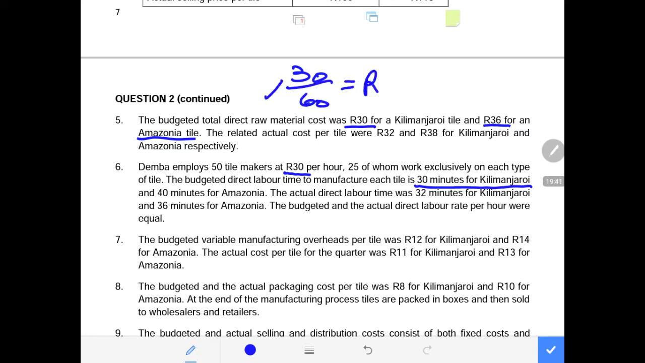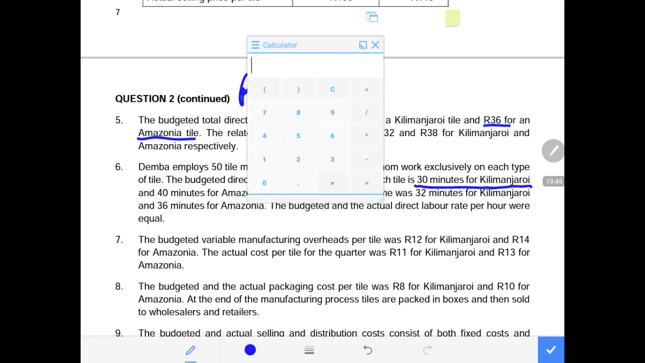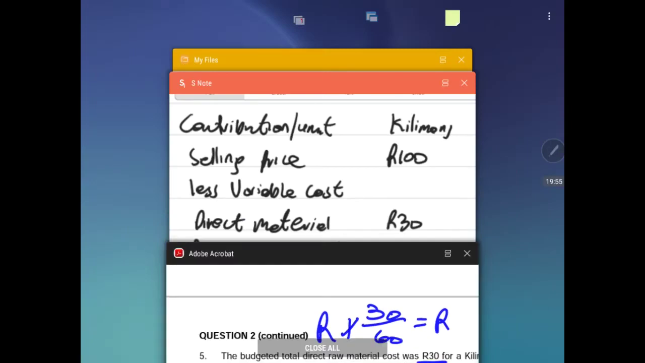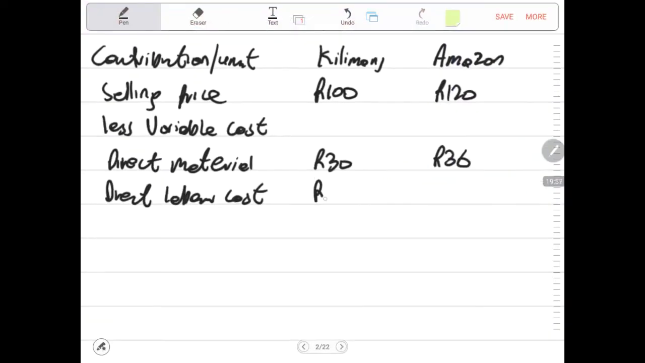Then we say 30 Rand multiplied by 30 over 60. So now we say 30 minutes over 60 minutes, multiply this by 30. It gives us 15 rand. That means the direct labor cost will be 15 rand for product Kilimanjaro.